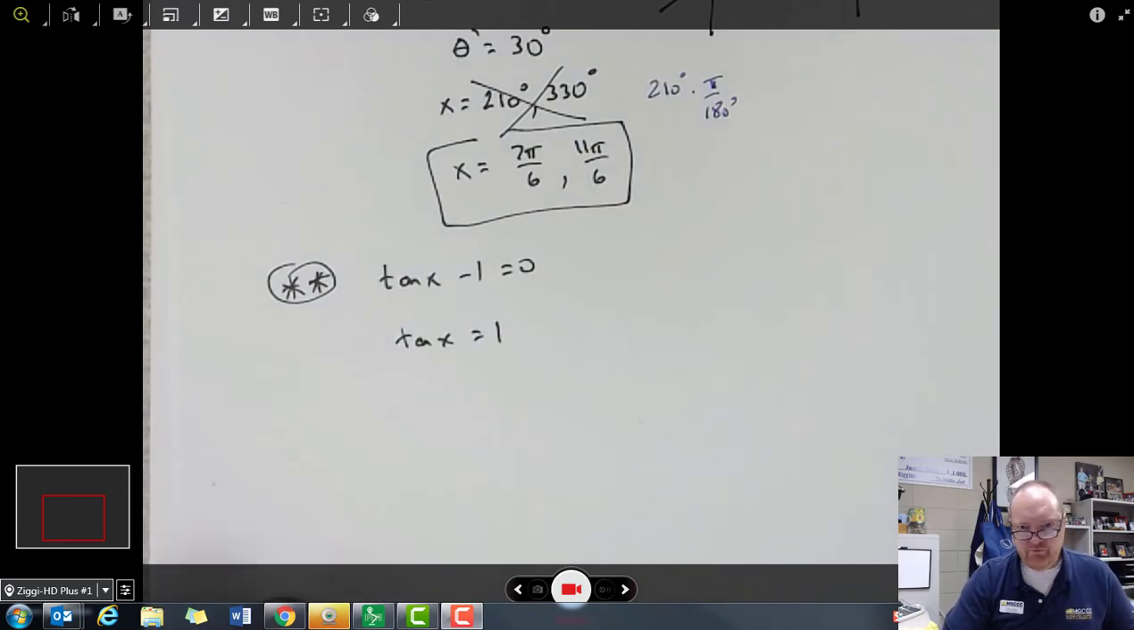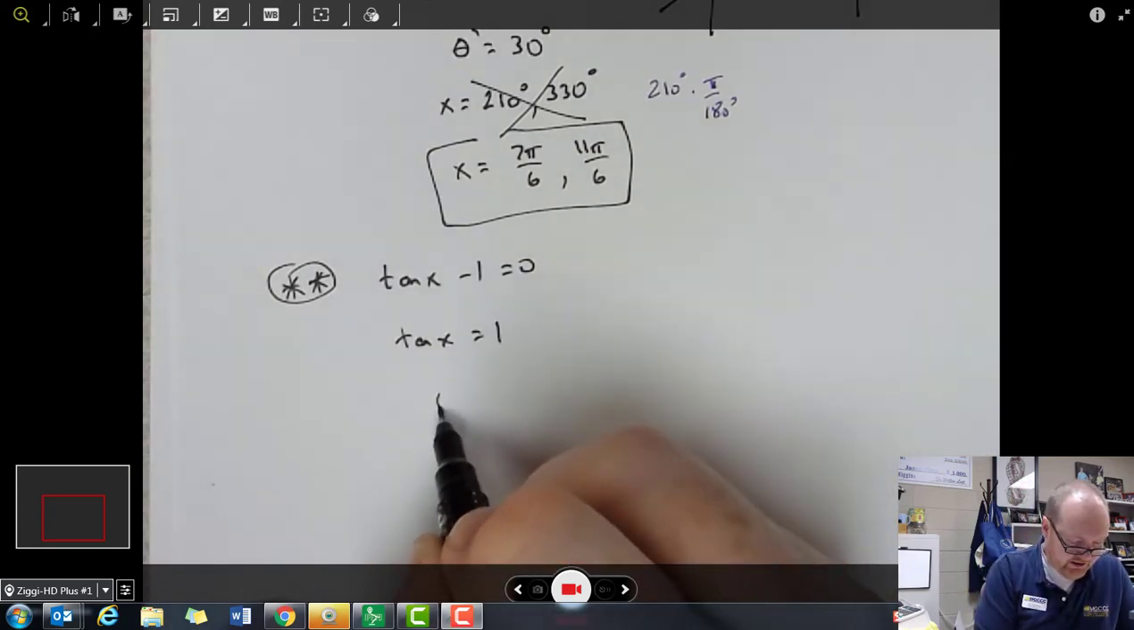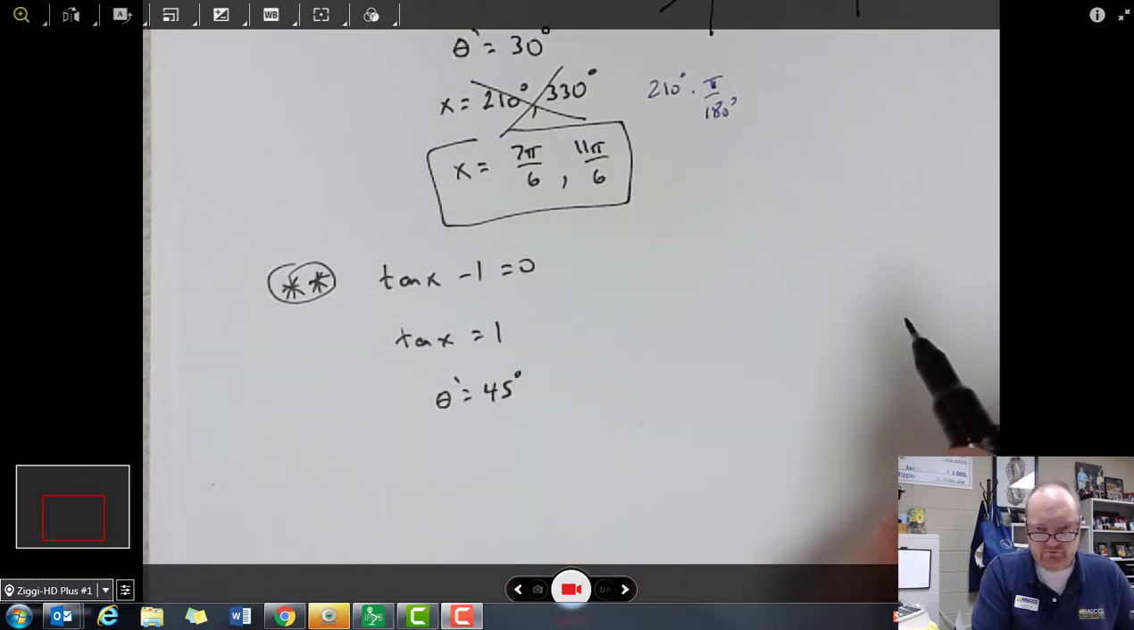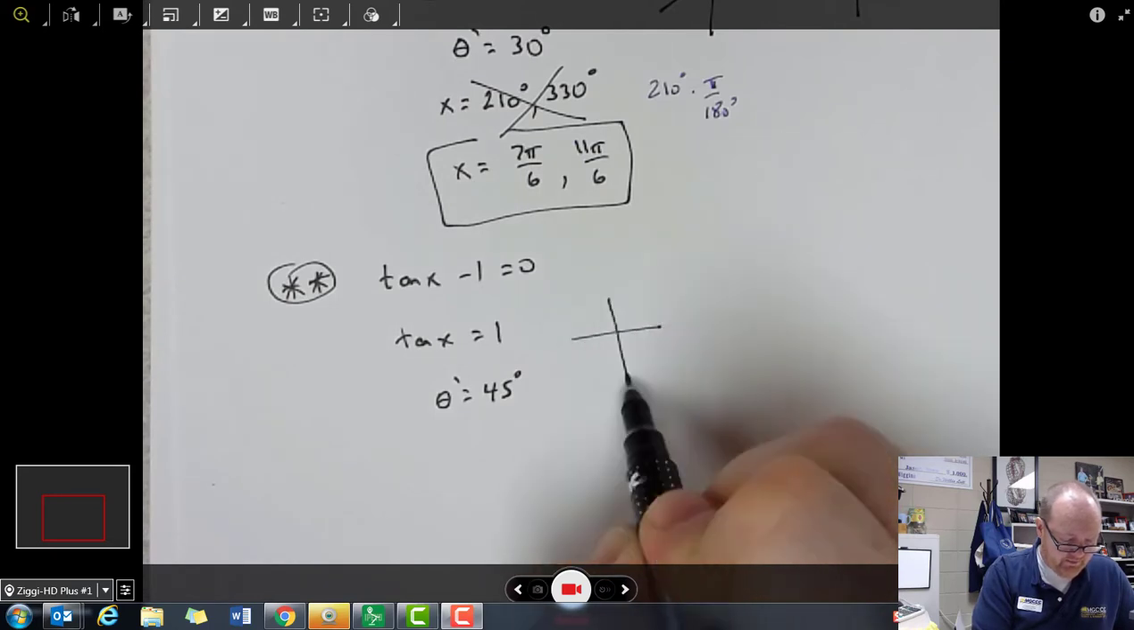And so I'm left with the tangent is equal to 1. Let me once more think about reference angles. An angle whose tangent is 1 from my special triangle is 45 degrees. But I need that in places where tangent is positive.